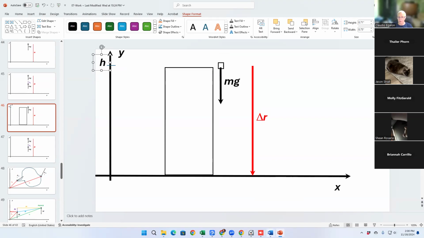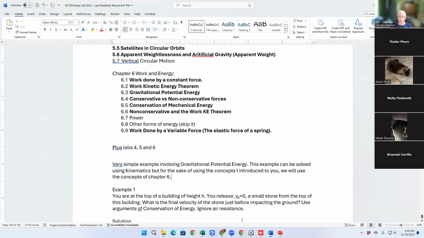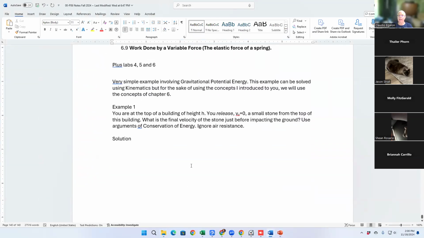Okay, and let's see what we want to do. You're at the top of a building of height h. You release a small stone from rest from the top of this building. What's the final velocity of the stone just before impacting the ground? Using arguments of conservation of energy, ignore air resistance.